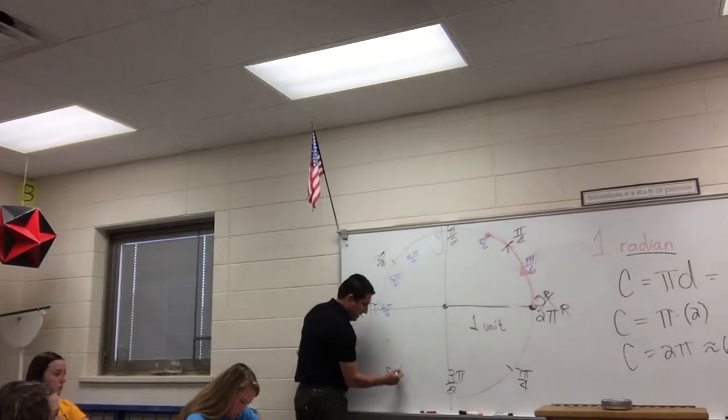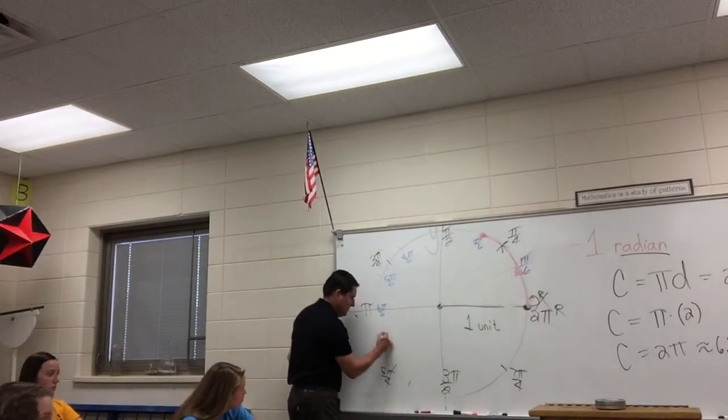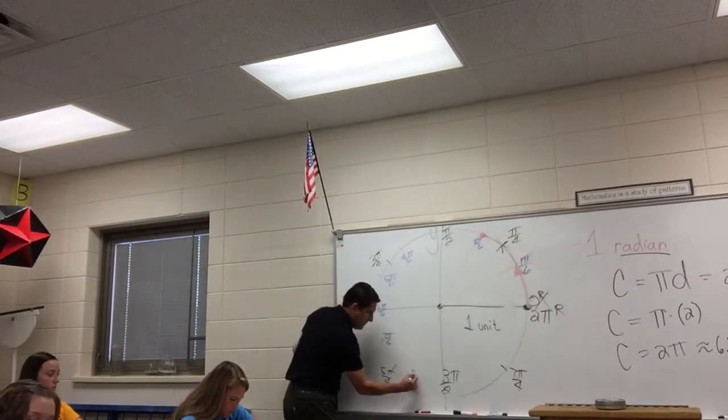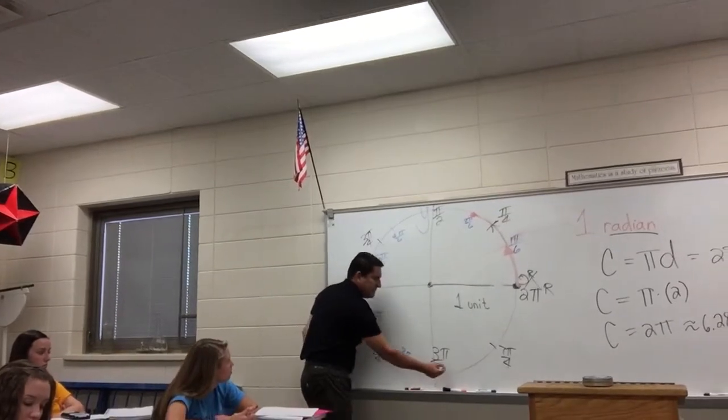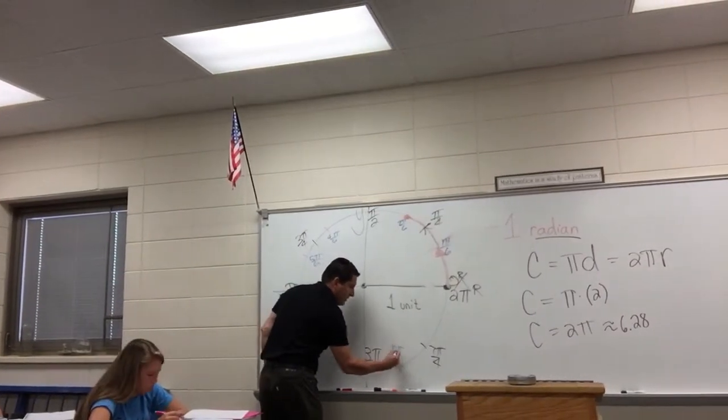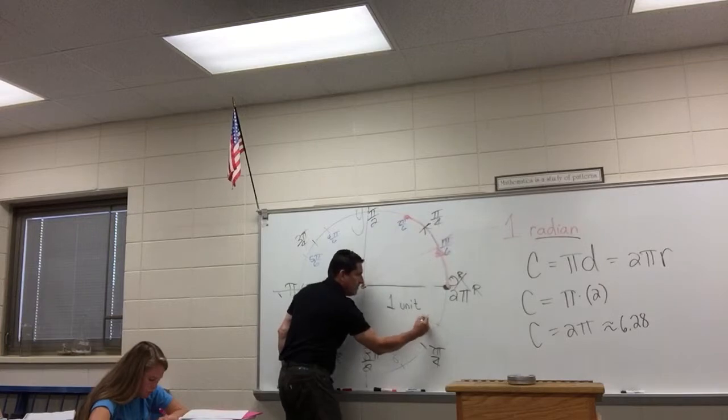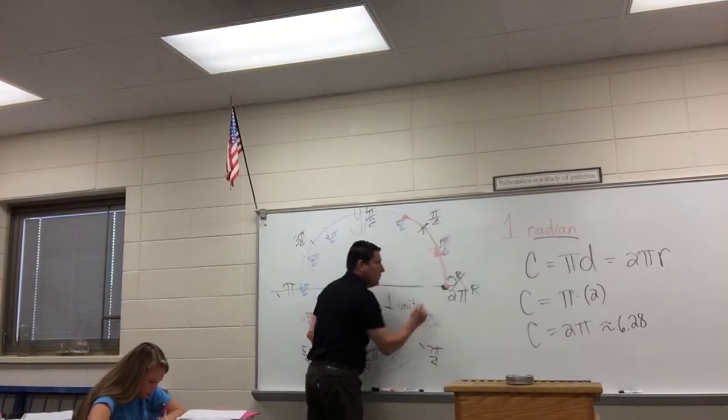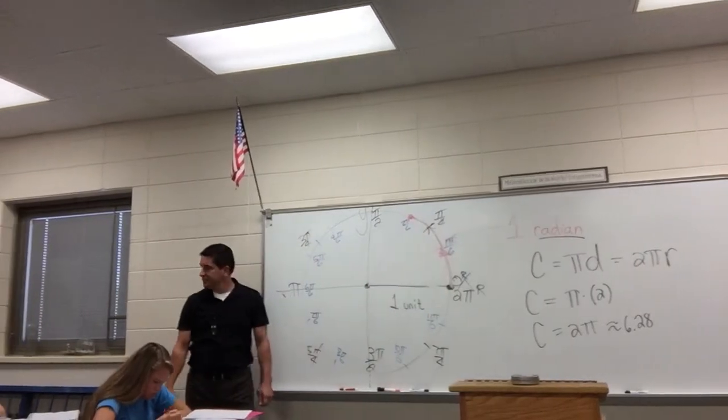7 pi over 6. 8 pi over 6. 9 pi over 6. 10 pi over 6. 11 pi over 6. And we're back to 12 pi over 6.